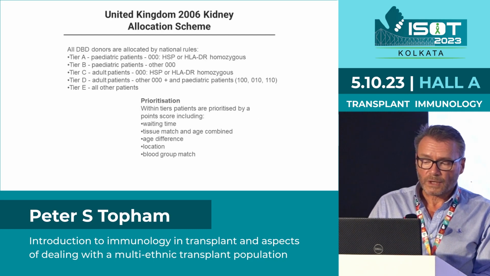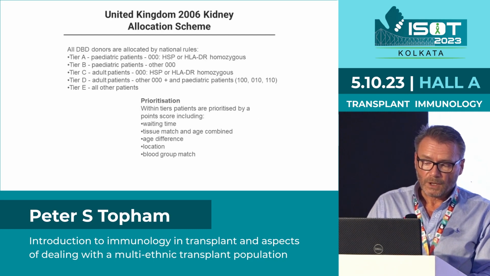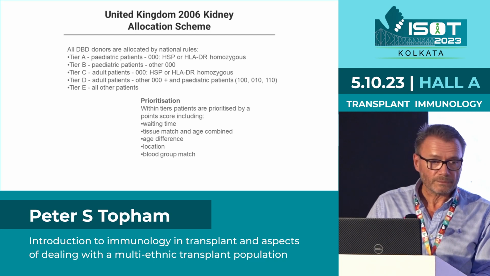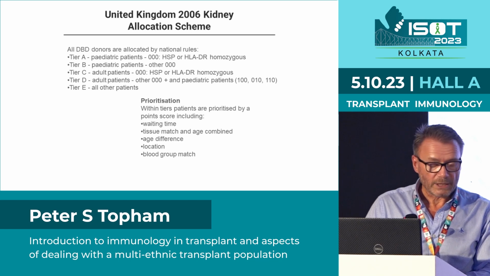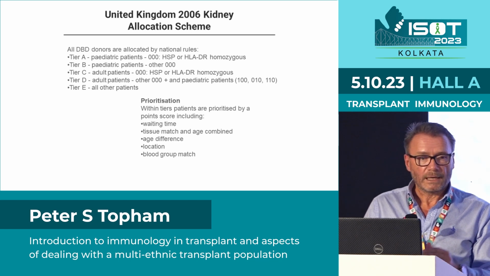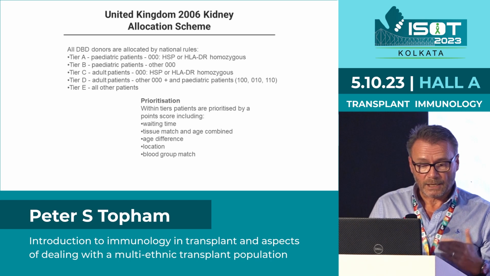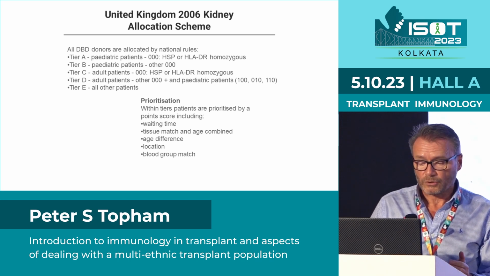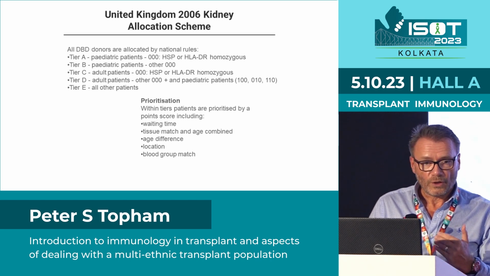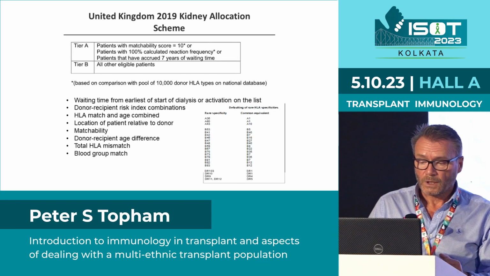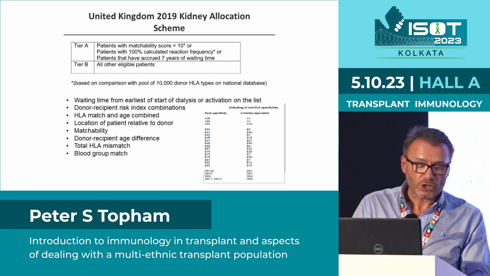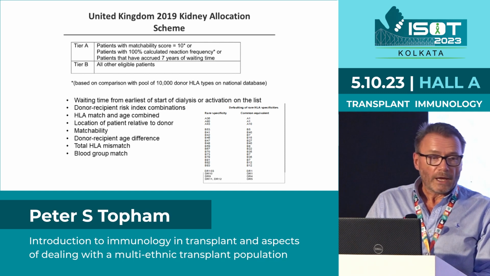This is the old 2006 kidney allocation scheme, and you can see that the priority in terms of allocation is for 000 mismatches or HLA-DR homozygous. And then when you get through those, you get down to the other patient populations. Given that you're much less likely to get a well-matched kidney if you're from a minority ethnic population, this disadvantages you. So in 2019, the United Kingdom changed the allocation scheme, and there are now just two tiers.